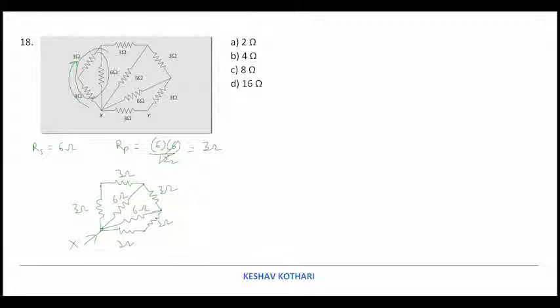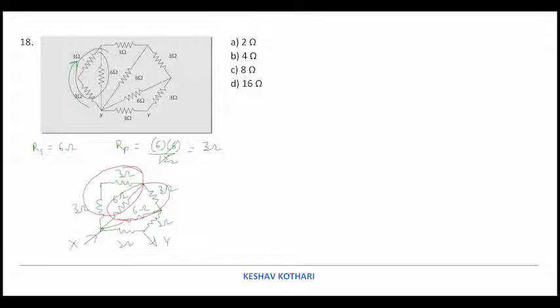Now if you look carefully, again this network is repeated. Again we have the same repeated network over here, 3 and 3 make 6, and then 6 and 6 combine together to give you 3 ohm. Again this network is repeated, 3 and 3 make 6, and 6 and 6 in parallel will again give you 3 ohm.